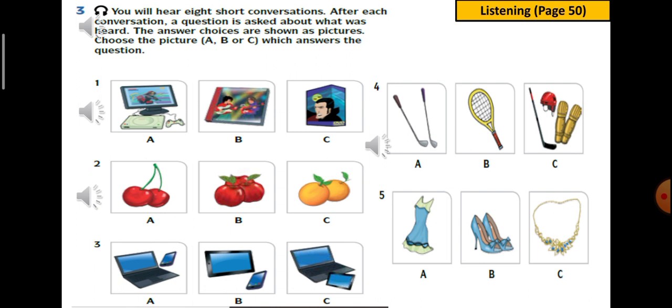Right, that is the audio for question 2. Circle your answer option. Next, audio for question 3. 3.